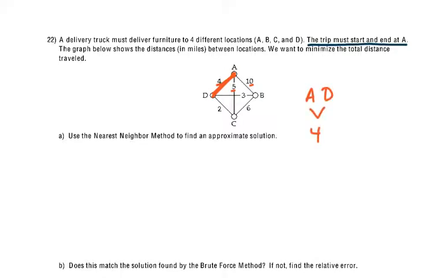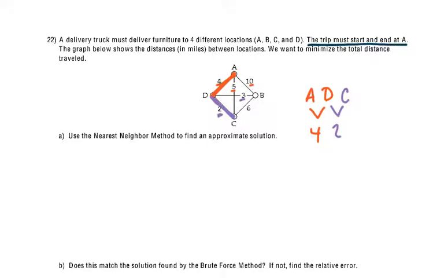Then from D, we have the choice to go to B or to C. To go to C would be 2, to go to B would be 3. So we're going to take the one that's the smallest of the two. So from D, we go to C, and that gave us 2.